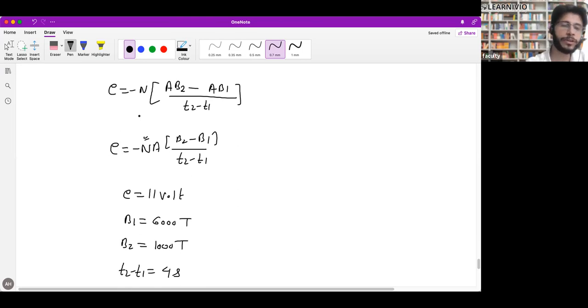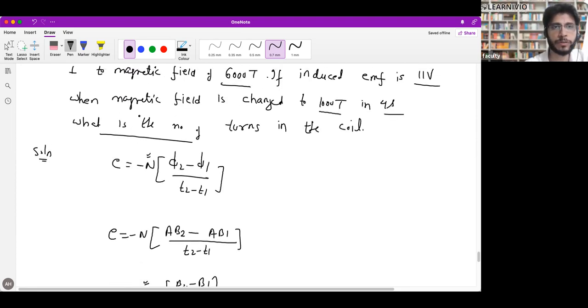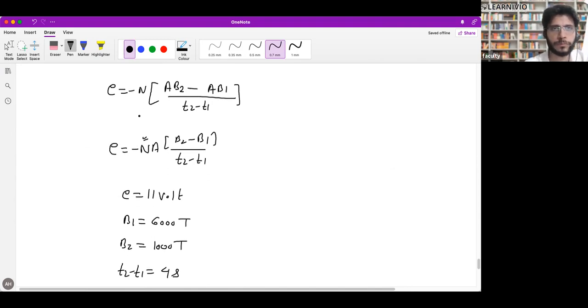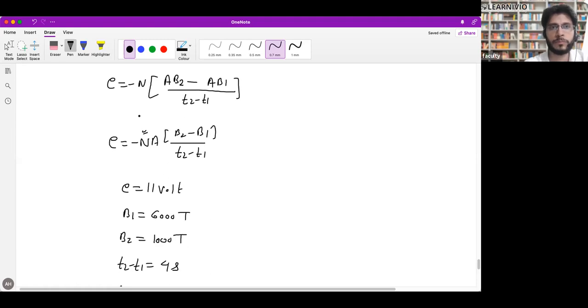Note the angle is 0 degree. The plane of the area and magnetic field is 90 degree, but the perpendicular to the area and the magnetic field is 0 degree. That's why cos 0 is 1. Now the angle between area and magnetic field is 0 degree, because when we calculate flux, we write phi is B A cos theta. Theta is 0 degree.